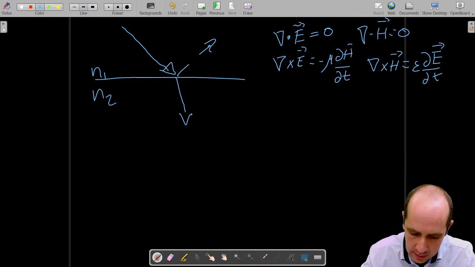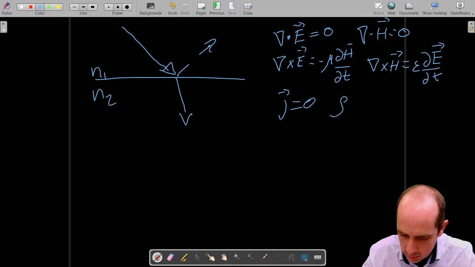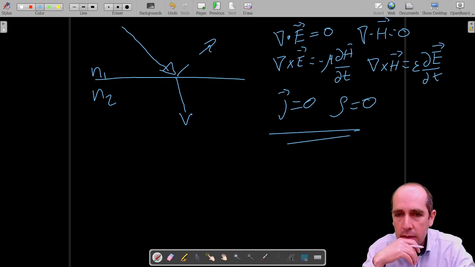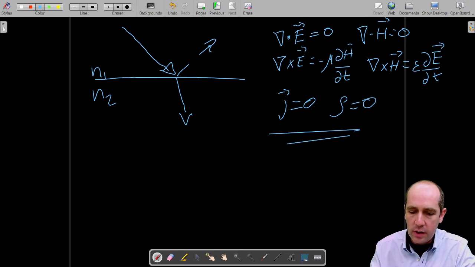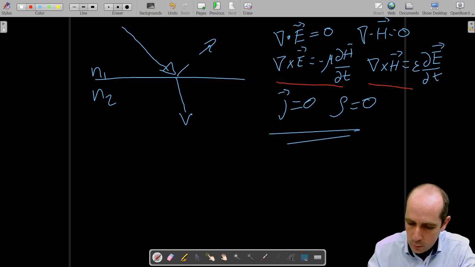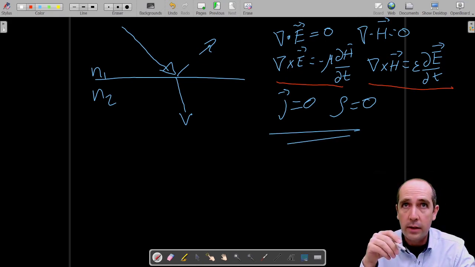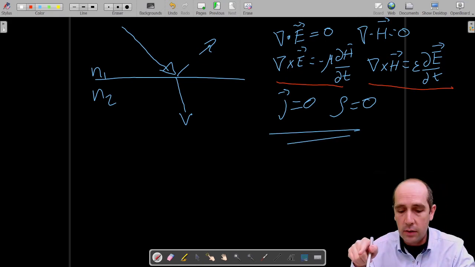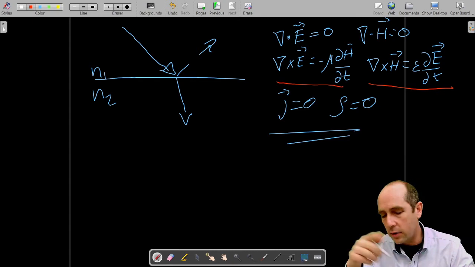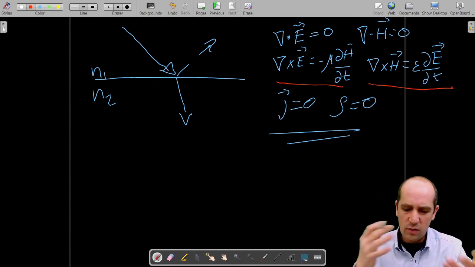So we're taking the scenario where the current density is equal to zero and the charge density is also equal to zero, okay? And this means that if you combine these two equations, basically if you take this one and this one, and you take the curl of that, you get the curl of the curl of the electric field equals minus mu partial with respect to time of the curl of H, and on the other one you have the opposite, so these two are very symmetric.